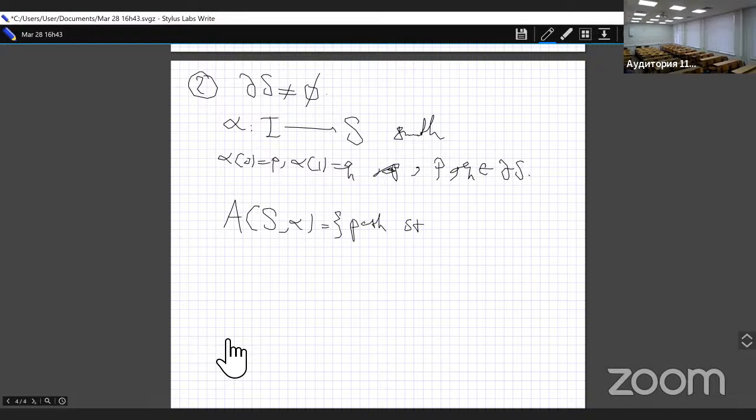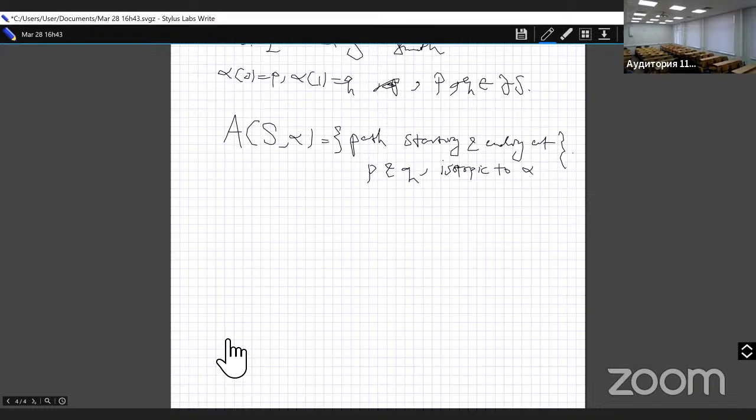starting and ending at P and Q, isotopic to alpha. This space is all paths starting at P and ending at Q that are isotopic to alpha.